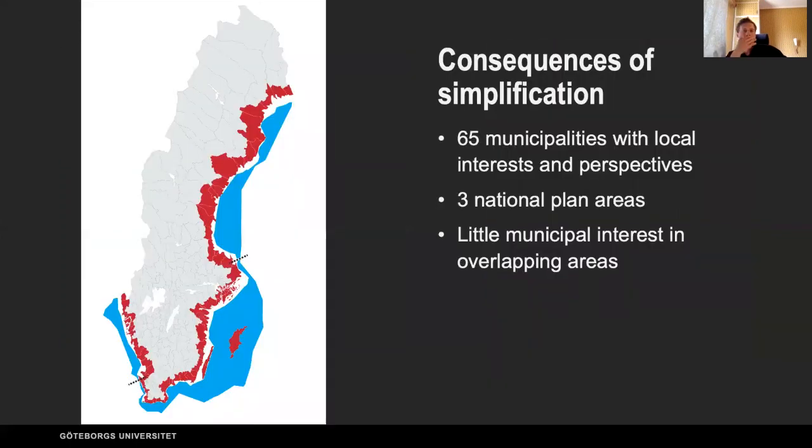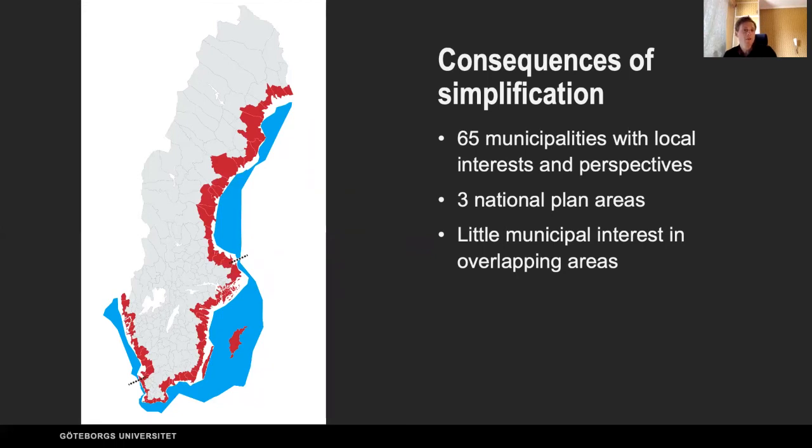So, in short, and just a map to show, I like maps, as you may have figured out already, I think this shows the consequences of simplification, as I talked about. We have 65 municipalities with local interest and local perspectives, covering the coastal areas and parts of the territorial sea. And then we have three national plan areas, and there's little interest from the municipalities, I would say, in these areas. This is a problem, I would say, if we want to capture the entire complexity of marine ecosystems and social ecological systems of marine and coastal areas, because it's not included in the management.